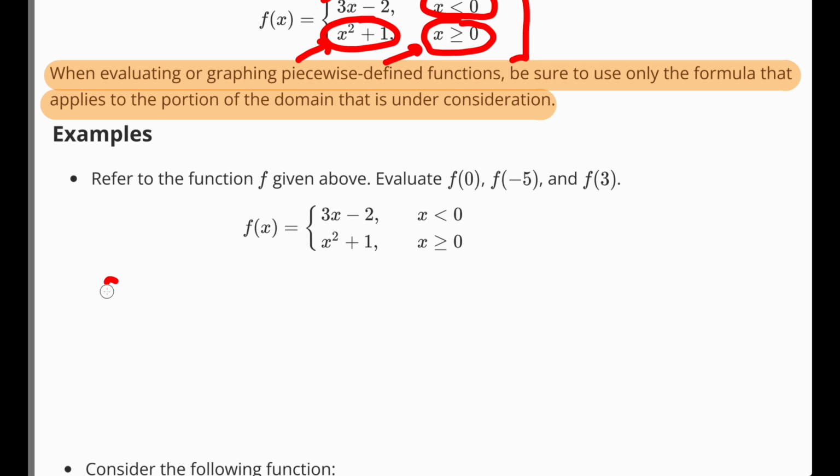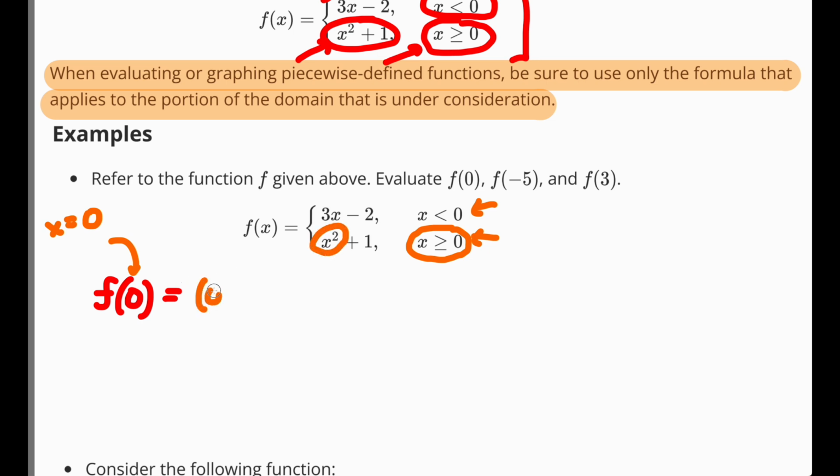So this first one, f of 0. Okay, here the x is equal to 0. That's what this 0 means right here. It means x is equal to 0. So now you have to think, do we use this first piece or do we use the second piece? Obviously, we're going to be using that second piece because it says x is greater than or equal to 0. So we're going to plug 0 into this x right here. So it's going to be 0 squared plus 1, which is very basic math. It shouldn't be too big of a deal. And the answer is 1 for that.